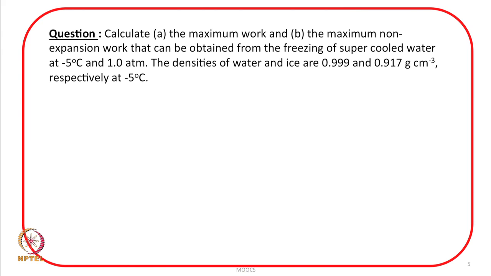Now, let us take another type of question, which is: calculate the maximum work and maximum non-expansion work that can be obtained from freezing of supercooled water at minus 5 degree Celsius and 1 atmosphere. The densities of water and ice are 0.999 and 0.917 gram per centimeter cube respectively at minus 5 degree centigrade. Let us try to examine the question and see what is being asked and how we should approach answering such questions.